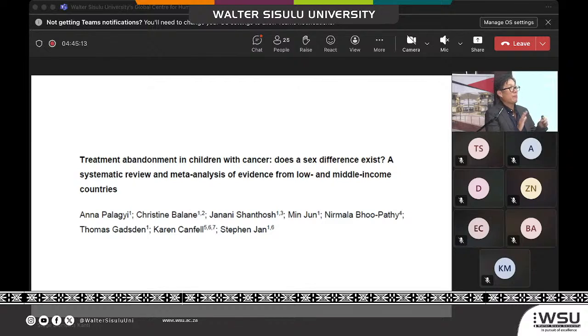And you can see why that might occur because of gender norms in certain places where maybe a higher value might be attached to the life of a male child, a son, as opposed to a female child. It's a question that we wanted to explore in this particular review.